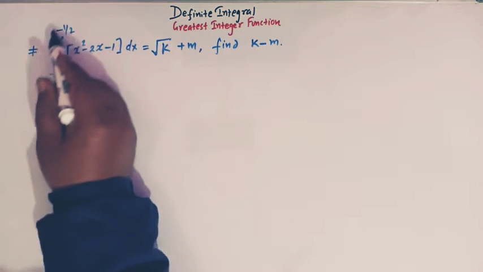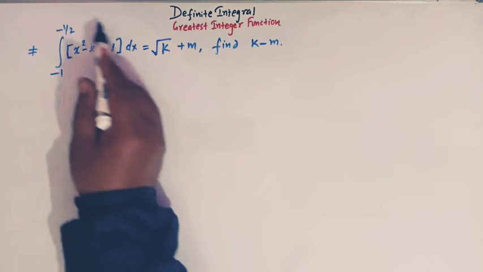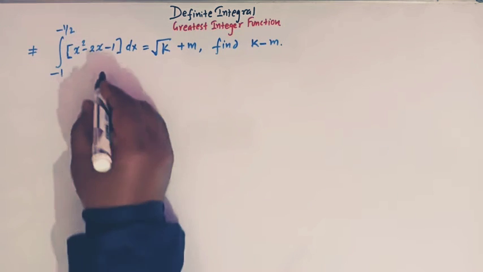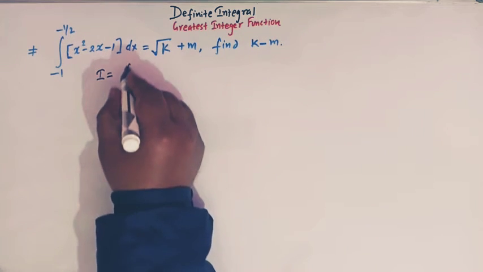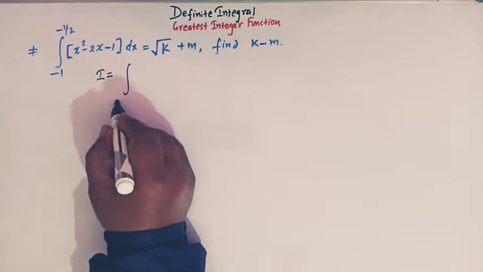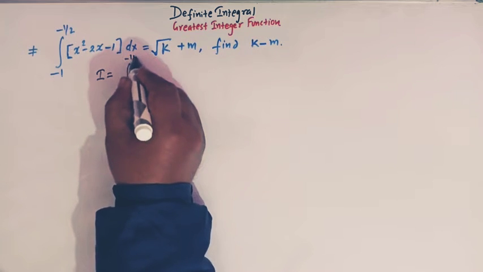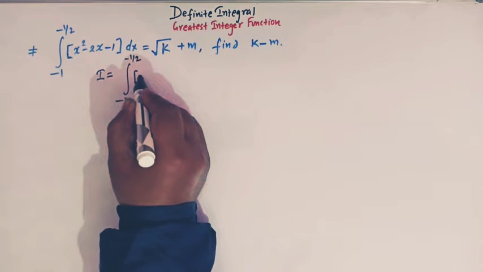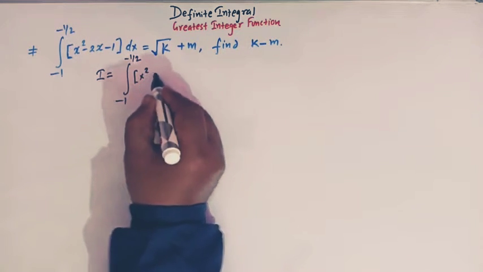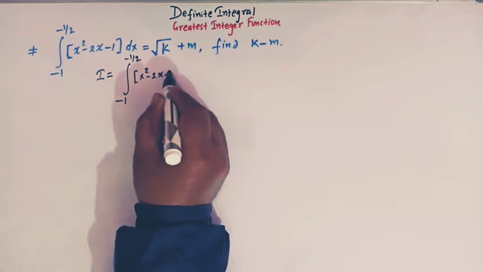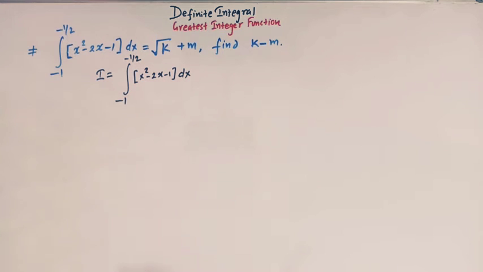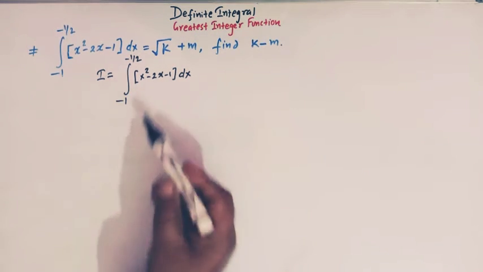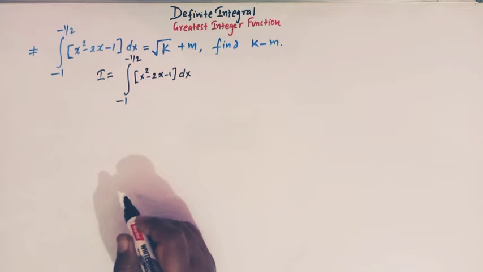So what we will do is find the value of this integral, and let us call this integral I. So here we have the integral from -1 to -1/2 of the greatest integer function of x square minus 2x minus 1 dx. Now we'll solve this integral by the method of substitution.